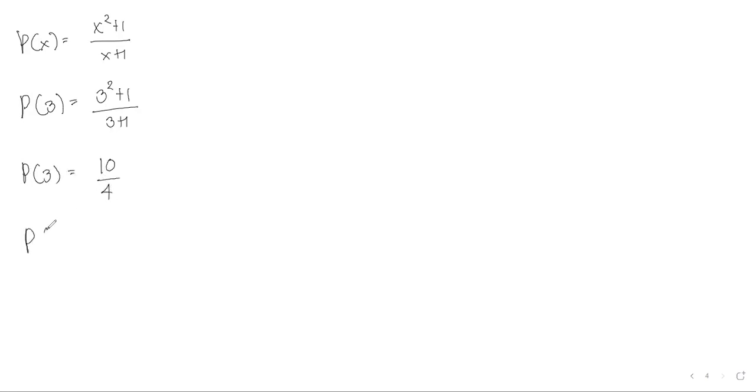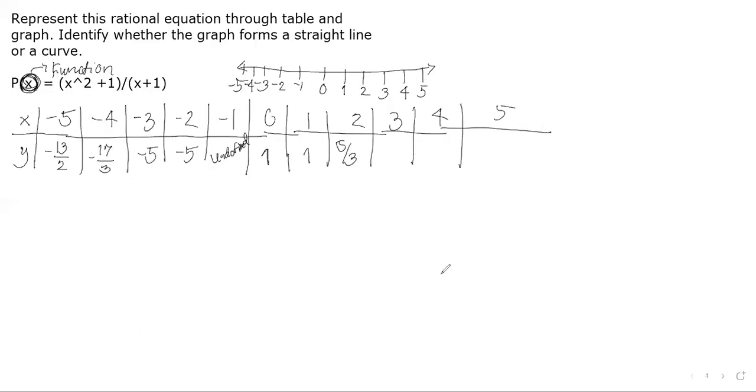P of 3. Sulat ko lang, P of x, x squared plus 1 over x plus 1. And then P of 3. 3 squared plus 1 over 3 plus 1. P of 3. 3 squared, that's 9, plus 1, that's 10, over 3 plus 1, that's 4. Simplifying this, 10 divided by 2, that's 5. 4 divided by 2, that's 2. 5 halves. Ayan, 5 halves.